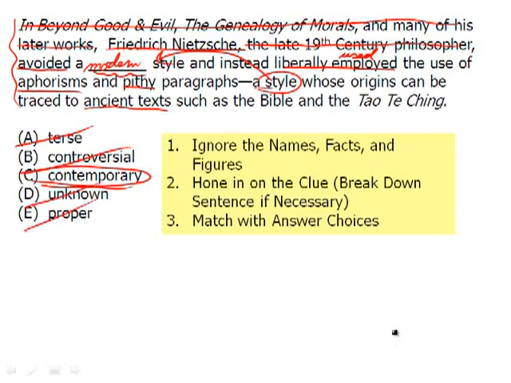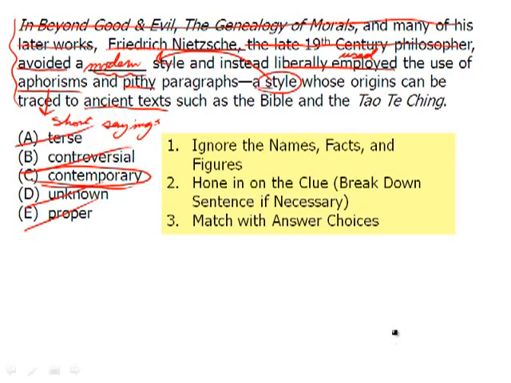However, this is still a very difficult text completion because of the verbiage. For instance, aphorisms are short sayings. Well, what if you had stopped right there and said, hey, short sayings, so therefore we need a word that means short sayings. Oh, it must be terse. But again, he avoided this style and instead liberally used these short things. So he's not necessarily avoiding a terse style. He's using a terse style. But that's not what the sentence is testing. It's testing the idea of ancient text.